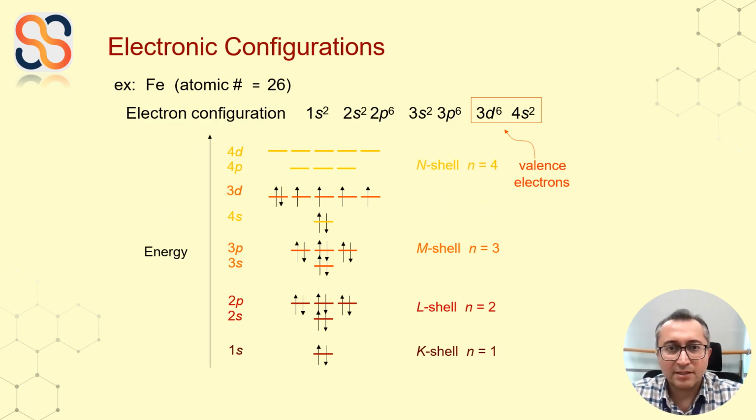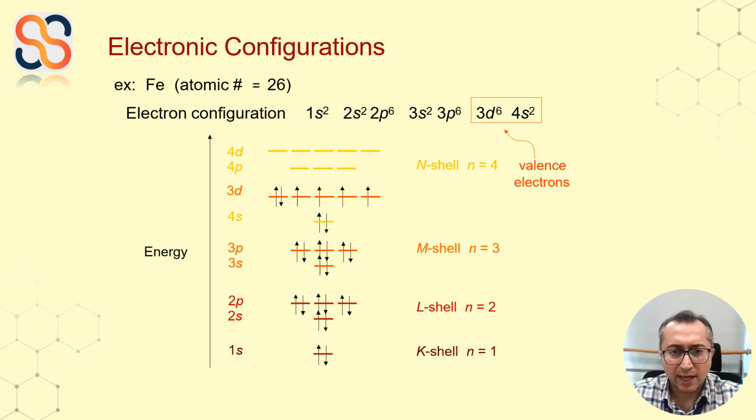Let's continue discussing electron configuration by looking at a specific example, iron, or Fe. Iron has an atomic number of 26, meaning it has 26 protons, and in its neutral state, 26 electrons. To understand its electron configuration, we fill the energy levels based on the aufbau principle, which tells us that electrons occupy the lowest available energy states first. So let's break it down together.